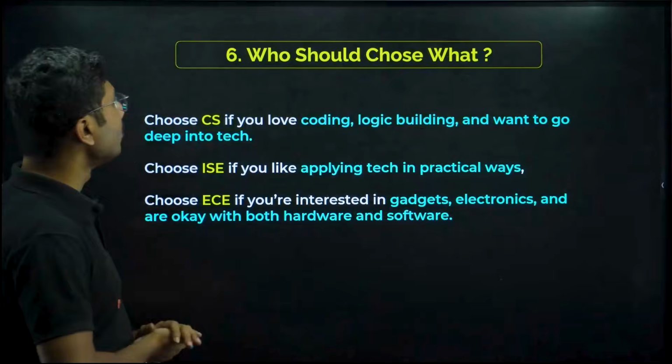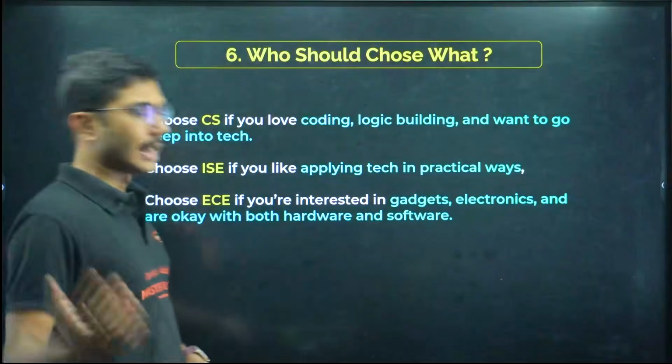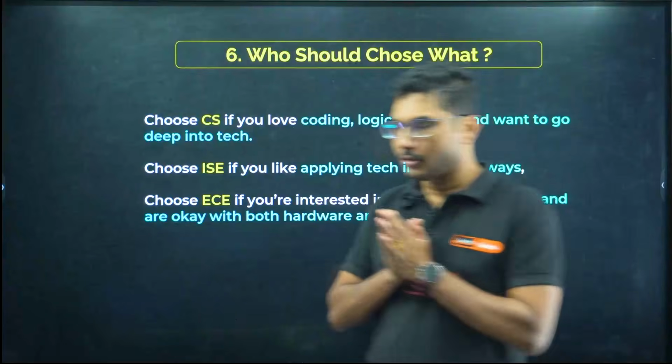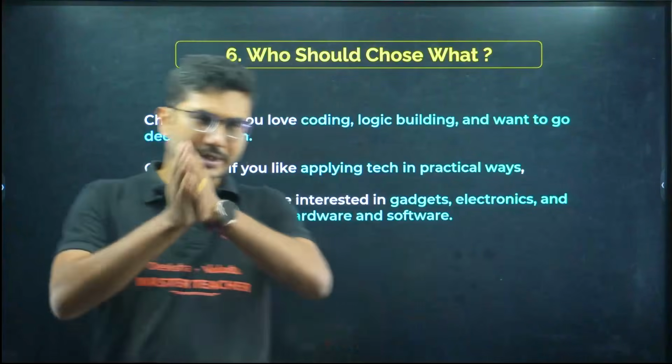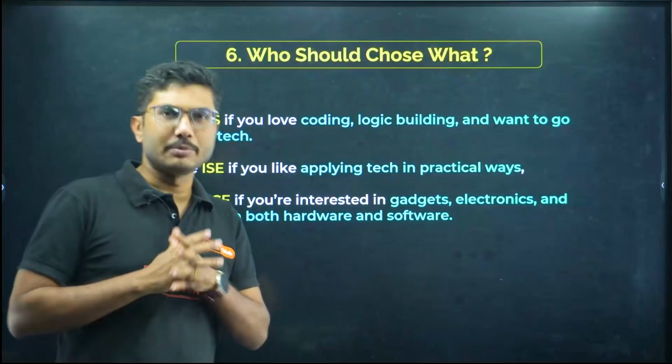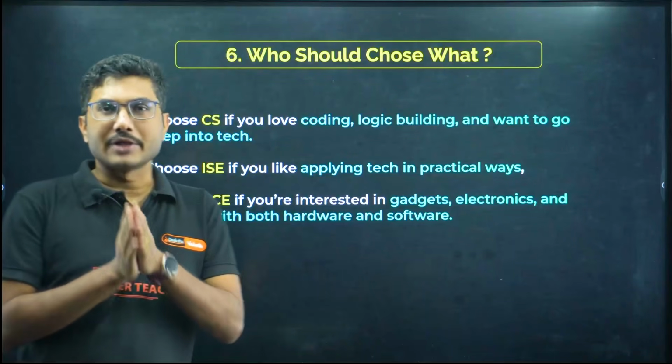Now let's move on to who should choose what. That is the main confusion that you have: which branch you should choose, because right now you are at the junction where you are not able to decide what your future branch should be.